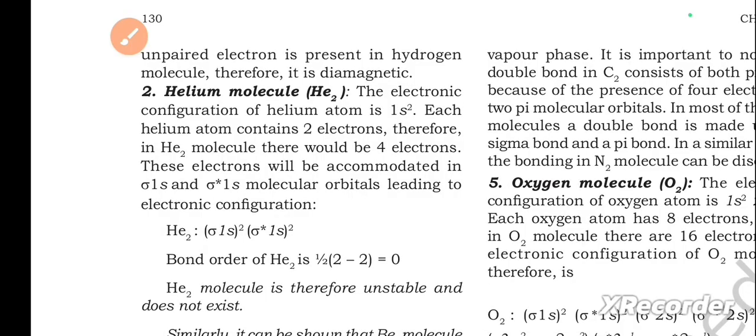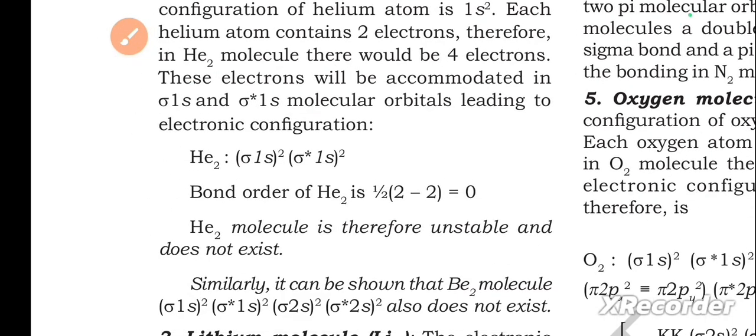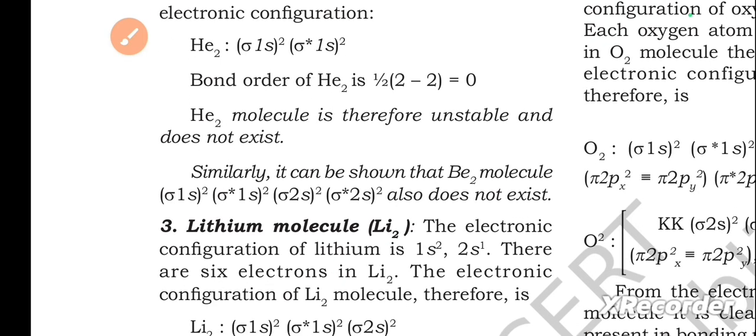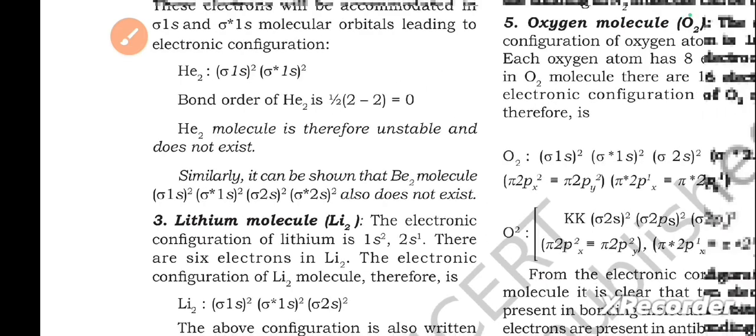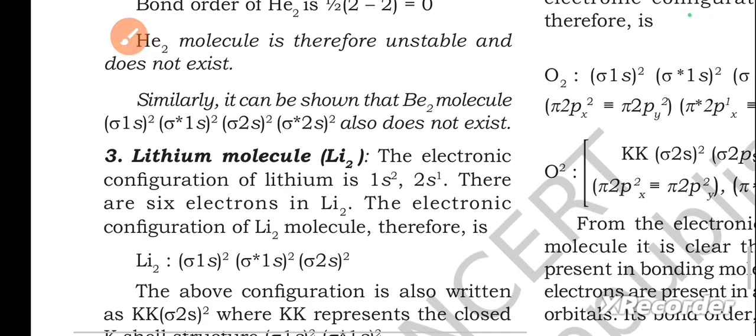Next is helium molecule. The electronic configuration of helium atom is 1s2. Each helium atom contains 2 electrons. Therefore, in He2 molecule, there would be 4 electrons. These electrons will be accommodated in sigma 1s and sigma star 1s molecular orbitals, leading to electronic configuration sigma 1s2, sigma star 1s2. Bond order of He2 is 0. The He2 molecule is therefore unstable and does not exist. Similarly, it can be shown that Be2 molecule also does not exist.